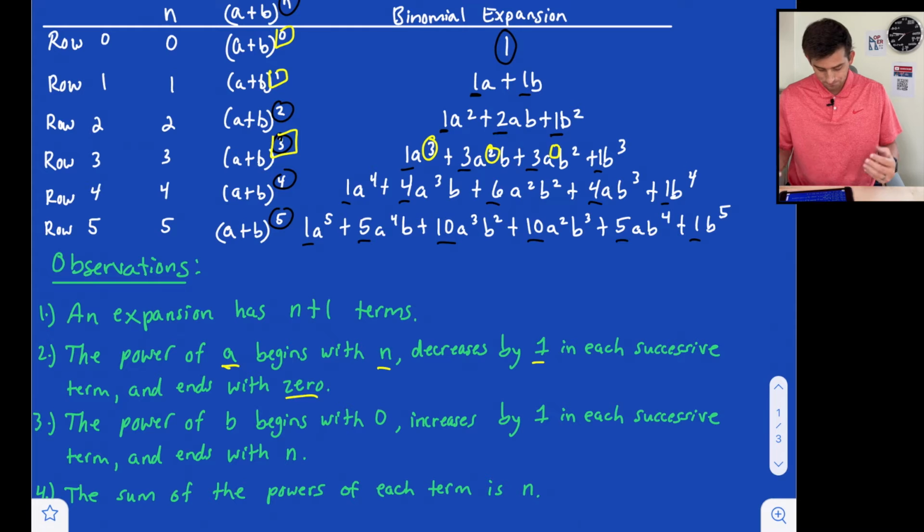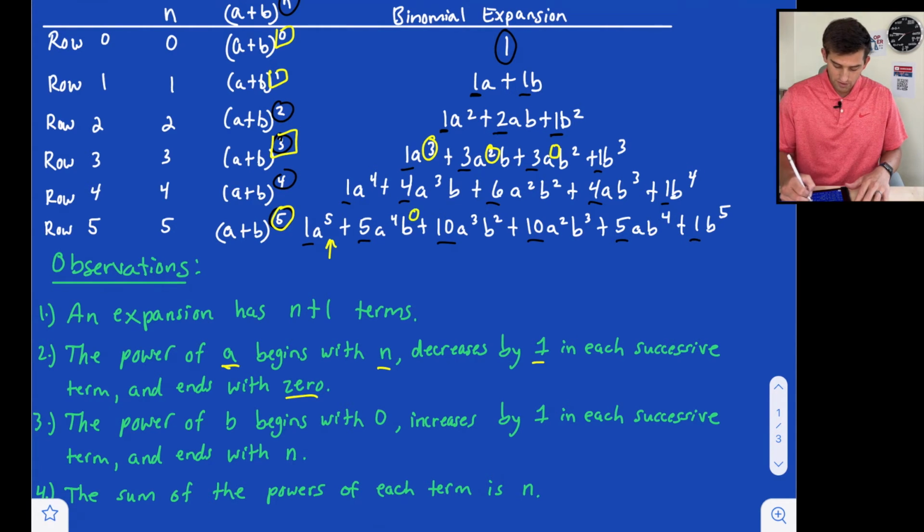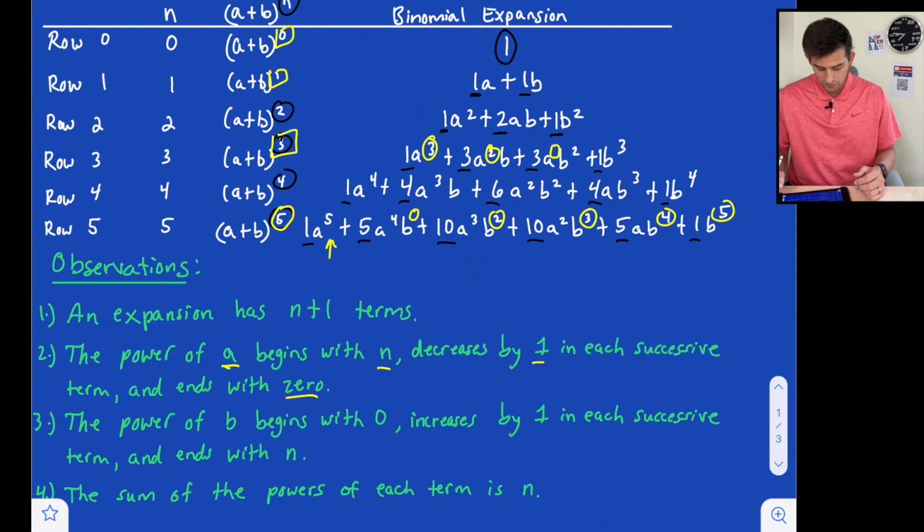term. Okay, so now the power of b is the opposite of that. It begins with 0, it increases by 1 in each successive term, and it ends with n. So let's take, for example, the 5th row here. Notice how we do not have a b term in our first term, and then we go to b to the first power, b squared, b cubed, b to the 4th power, and then we end with b to the 5th power. So that's how our degrees work for each of our terms.